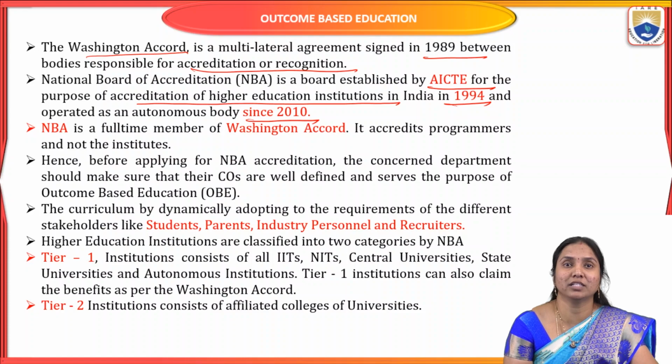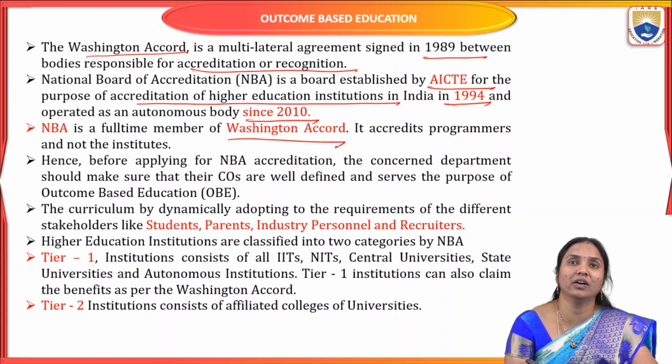For what purpose was it established? For the purpose of accreditation of higher educational institutions in India, in the year 1994. And autonomous colleges have applied to NBA since 2010. So NBA is a full member of the Washington Accord.